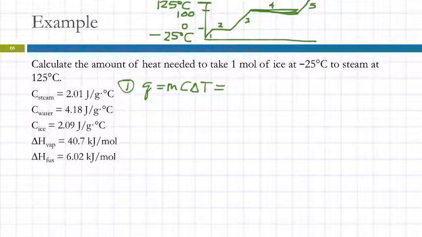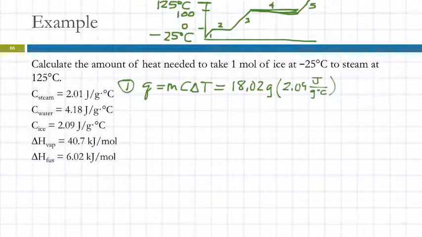18.02 grams. Just use the molar mass and convert that to grams. Then I need to multiply by the specific heat. This is ice, so I want to use the specific heat capacity for ice, which is 2.09 joules per gram degrees Celsius. And then the temperature change, the final temperature minus the initial.